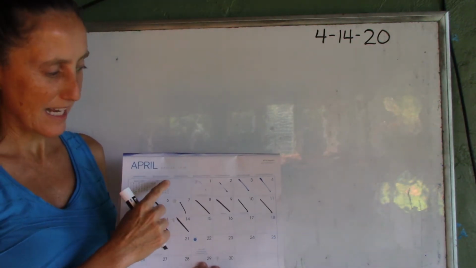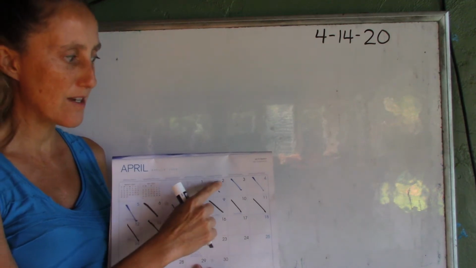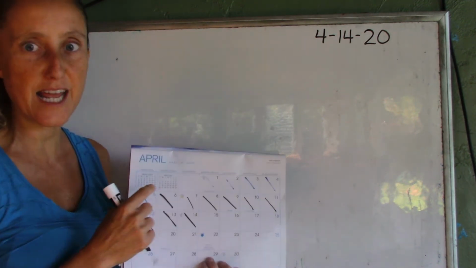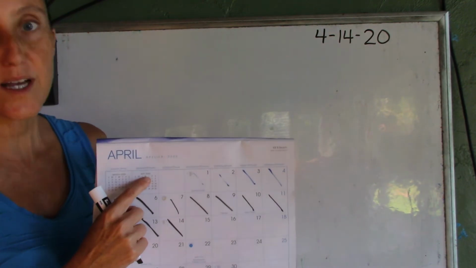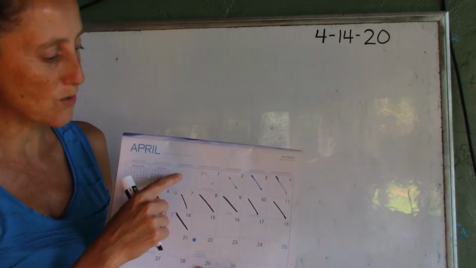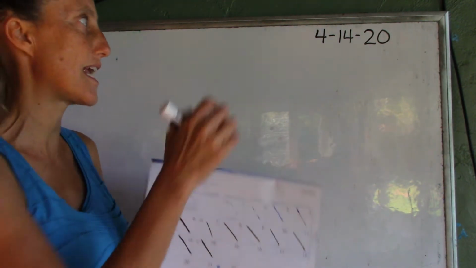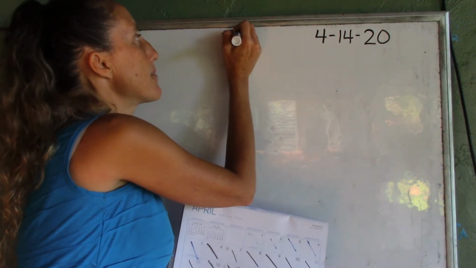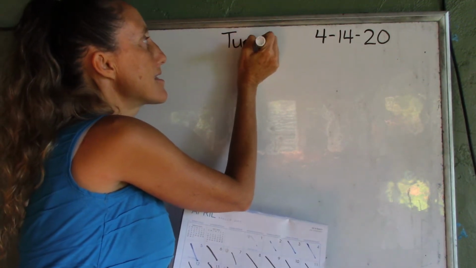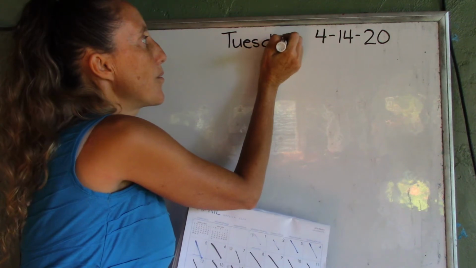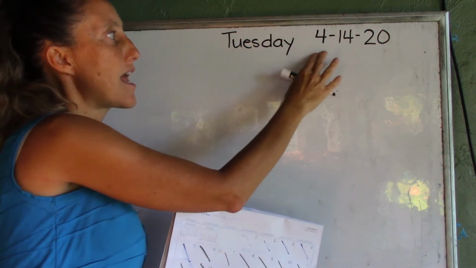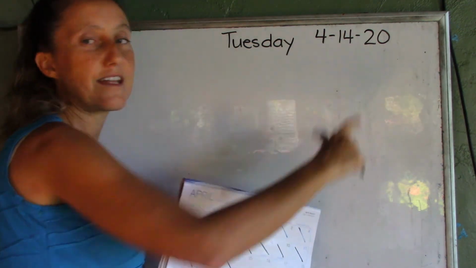Okay, let's do our days of the week. Sunday, Monday, Tuesday, Wednesday, Thursday, Friday, Saturday. If yesterday was Monday, then today is Tuesday. Tuesday, capital Tuesday. Today is Tuesday, April 14, 2020.